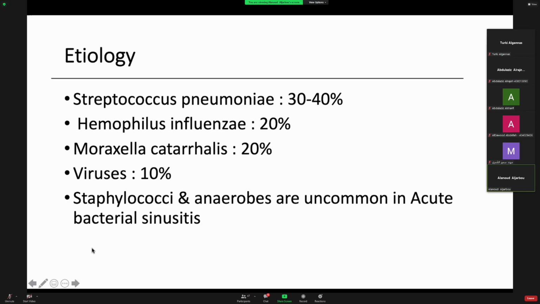The most common causes of acute bacterial sinusitis, as we mentioned earlier, are our 3 bacteria: Strep pneumoniae, Haemophilus influenzae, and Moraxella. Viruses are unlikely to cause sinusitis, but they can in some cases. Staph and anaerobes are unusual causes of acute bacterial sinusitis in immune-competent children.